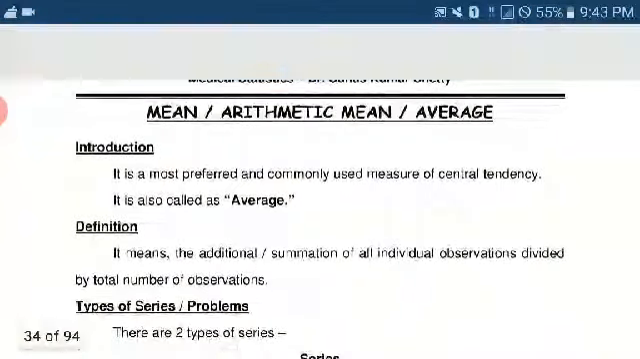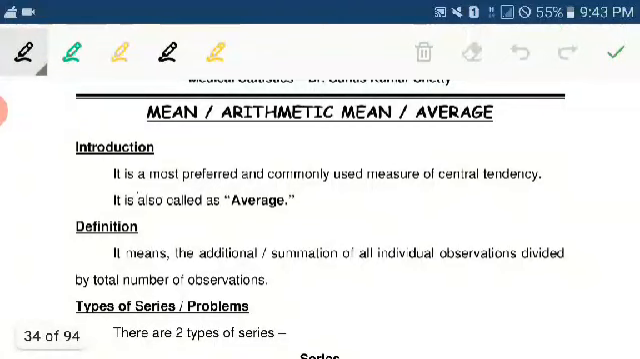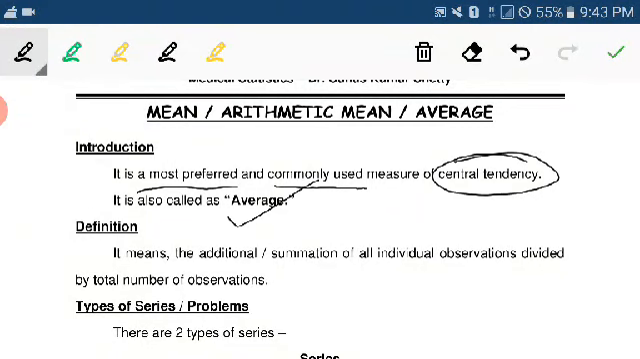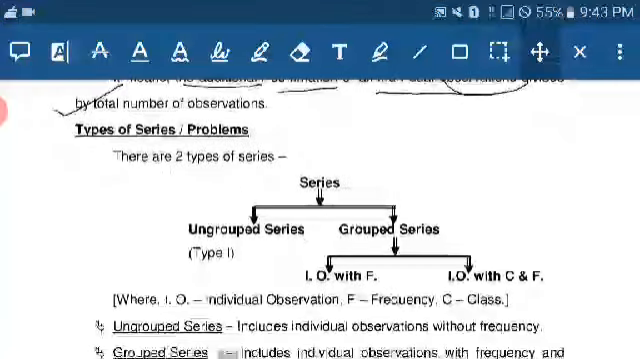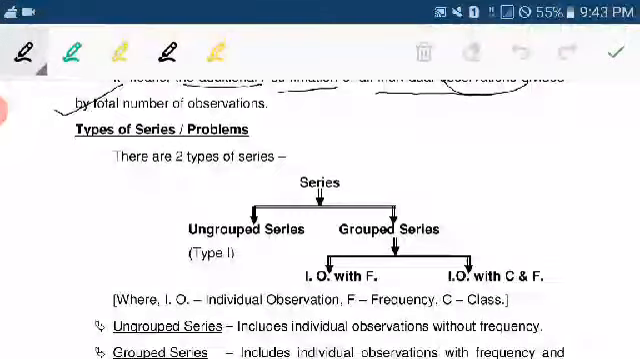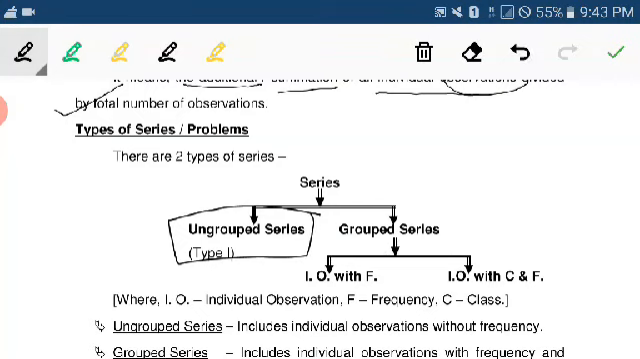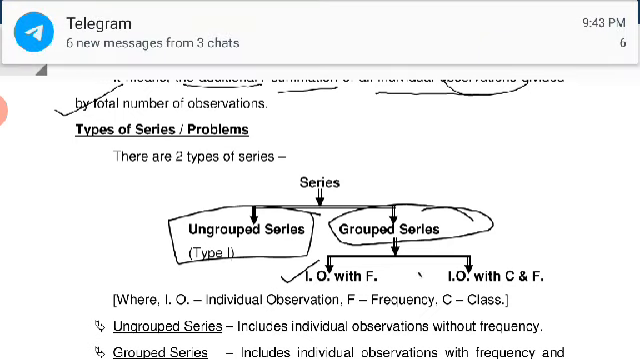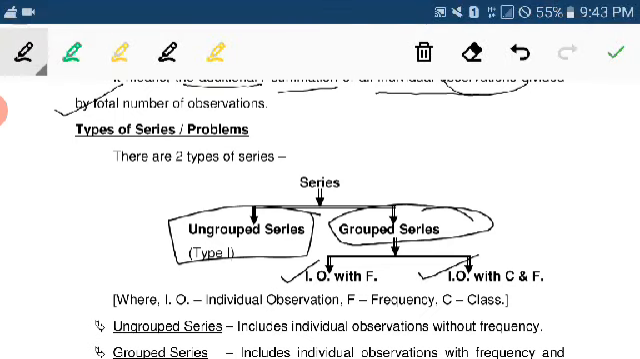Mean or arithmetic mean or an average. Introduction: it is the most preferred and commonly used measure of central tendency, called the average. Definition: it means the summation of all the individual observations divided by the total number of observations. Types of series or problem: there are two types, ungrouped series type 1 and grouped series type 2. Individual observation with the frequency and individual observation with the class and frequency.